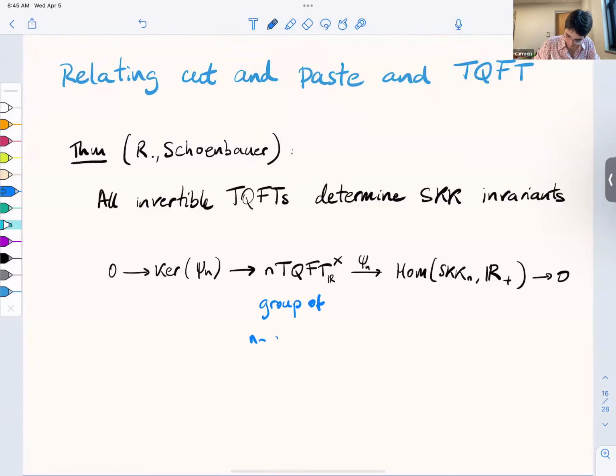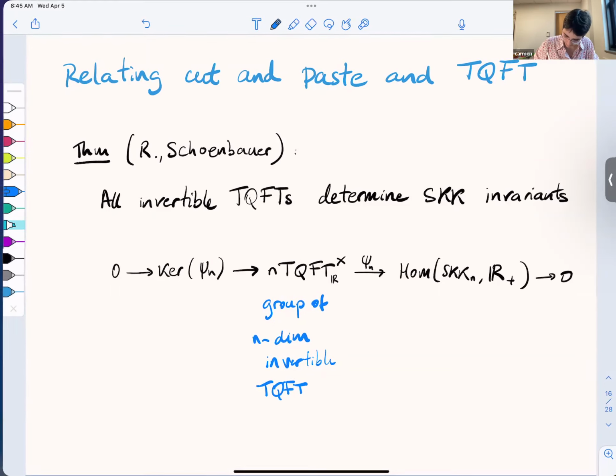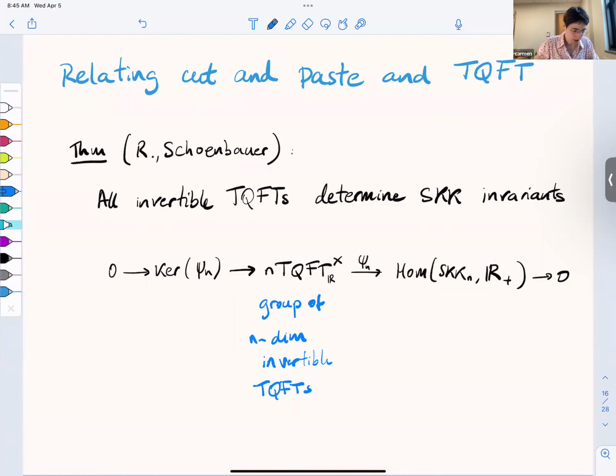n-dimensional invertible TQFTs. Just to make things a little more concrete, my ground ring is now going to be the positive reals. And okay, so that's a group. If we look at other groups in this exact sequence, the other interesting group is to the right.